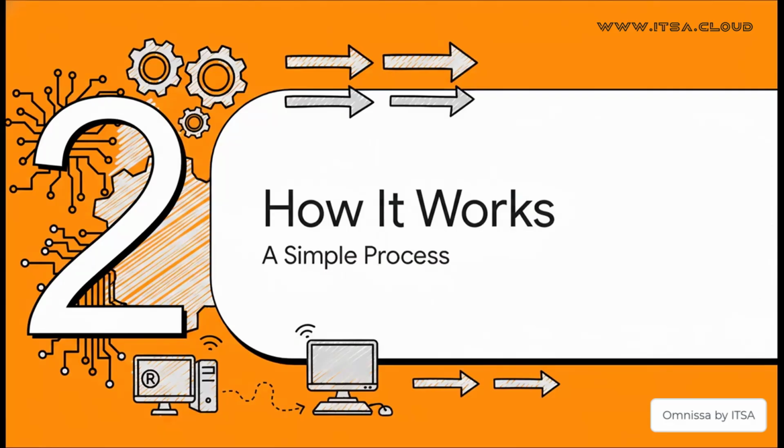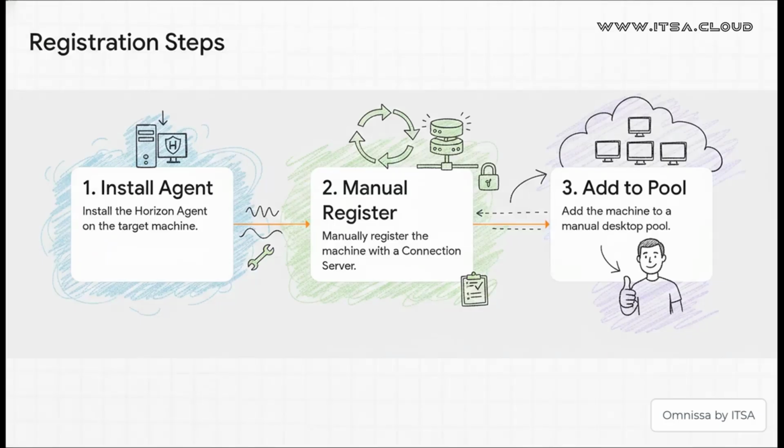Okay, so it sounds useful, right? But you're probably wondering, is it a huge pain to set up? And the answer is no, not at all. The process is actually surprisingly straightforward. Really, it just boils down to 3 main steps. First, you install the Horizon agent on the physical PC you want to use. Easy enough. Second, you run a quick command to manually register that PC with your connection server. And then third, you just add that machine to a manual desktop pool.